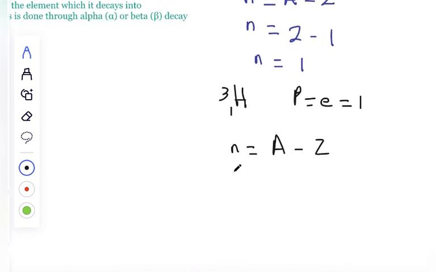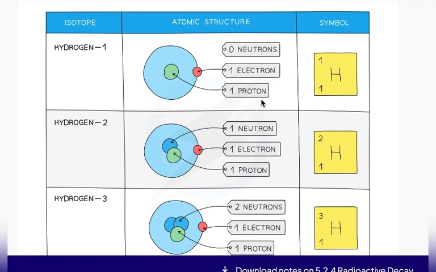So this is simply equal to 3 minus 1, which is 2. Okay? So in this case, the number of neutrons is 2. That's what we're referring to here. Is that okay? So we'll be able to establish these three. If you see the first isotope of hydrogen, you can see the neutron is 0. We've calculated that, because 1 minus 1 is 0. The electron is 1 and the proton is 1.